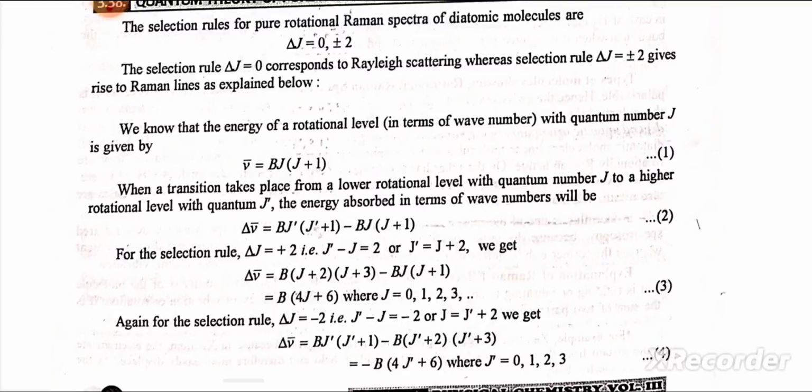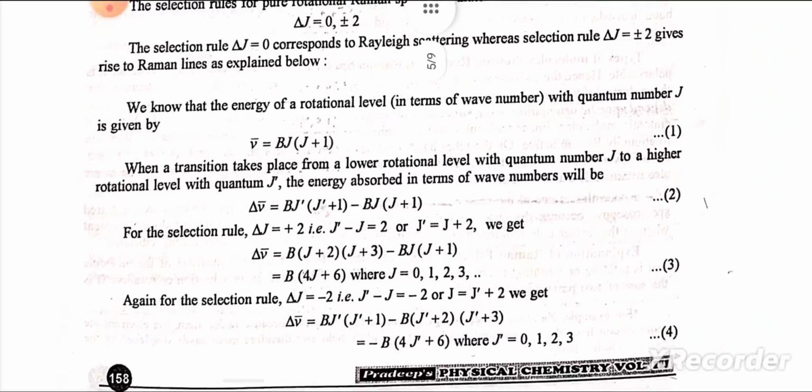Again, for the selection rule delta J is equal to minus 2, that is J dash minus J is equal to minus 2 or J is equal to J dash plus 2, we get delta mu bar is equal to BJ dash into J dash plus 1 minus B into J dash plus 2 into J dash plus 3, that is equal to minus B into 4J dash plus 6, where J dash is equal to 0, 1, 2, 3.